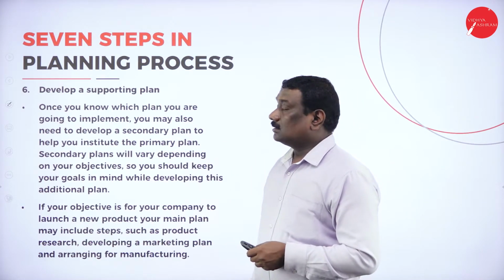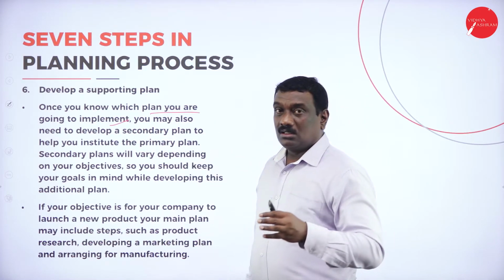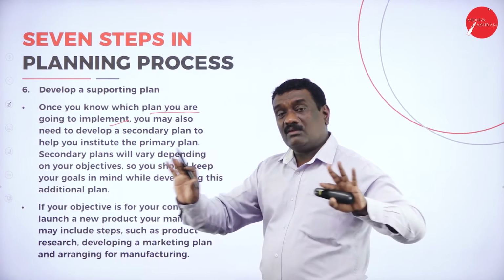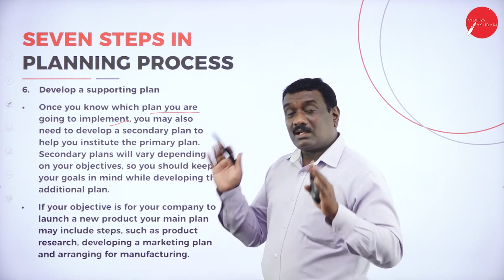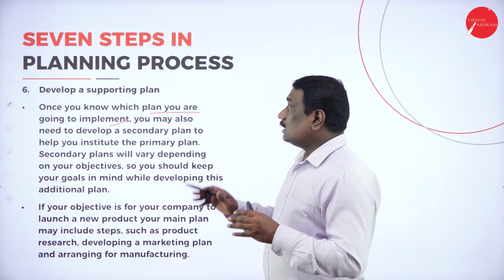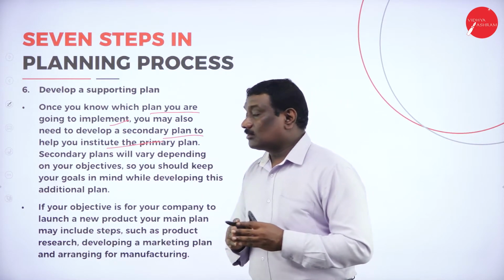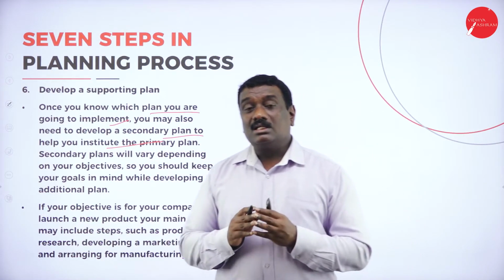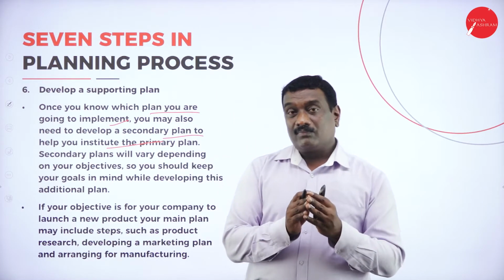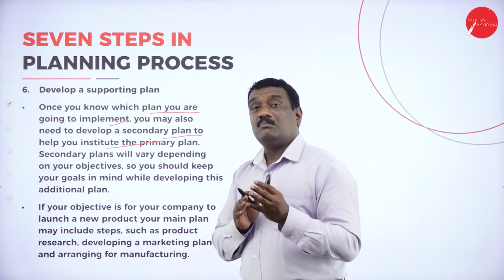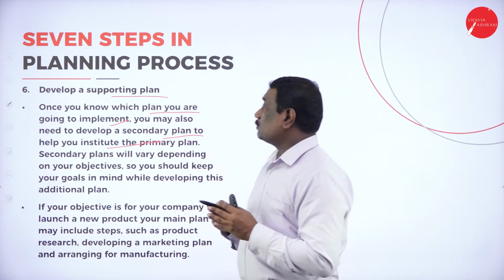Developing a supporting plan. Once you know which plan you are going to implement, out of so many various plans, you have chosen the best one. Now when you know that particular plan and we are going to implement it, then you also need to develop a secondary plan to help instead of the primary plan. So there should be another substitute plan for the main plan. Only when there is a substitute plan for the main plan is it more helpful. So you need to develop the supporting plan or substitute plan, right?